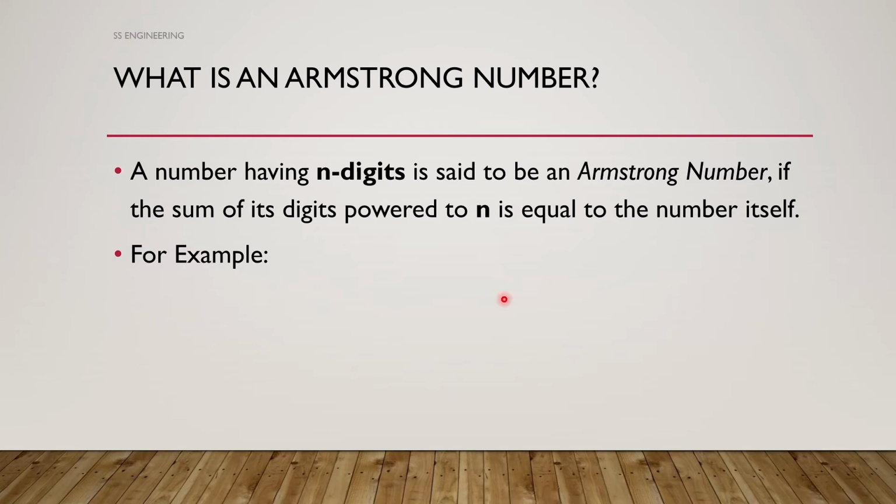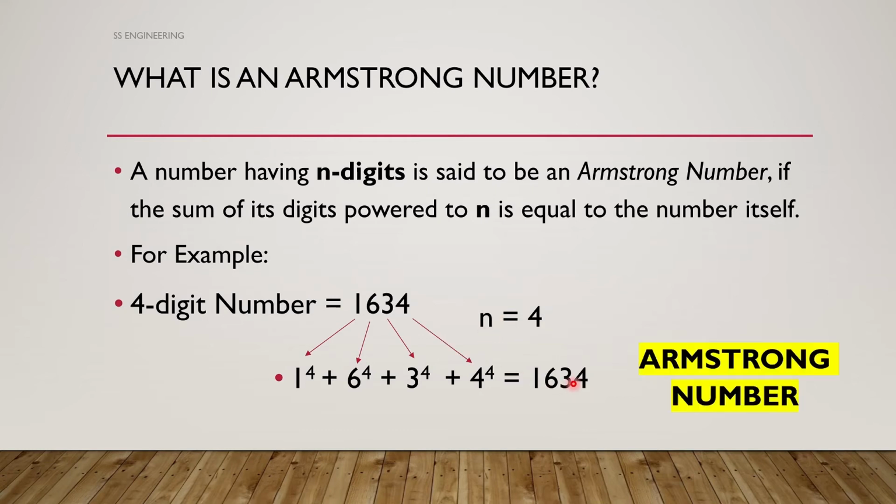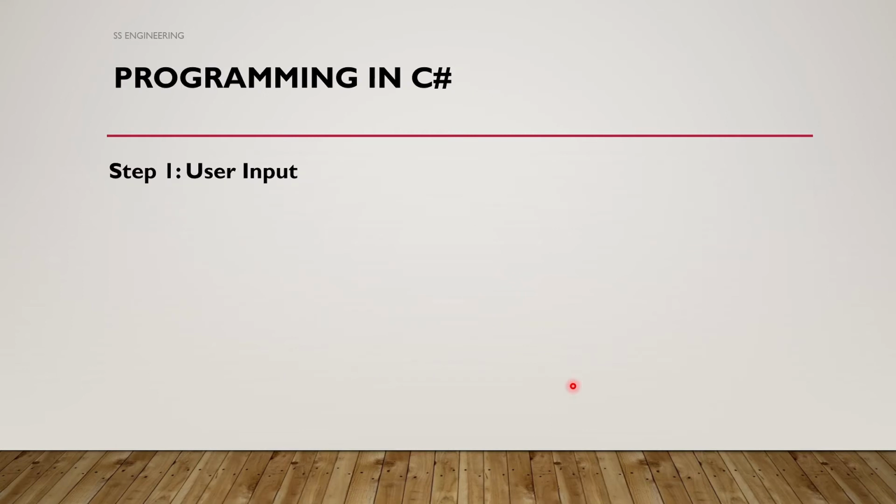Let's look at another example, which is a 4-digit number, 1634. Here n equals 4, so based on the definition, we know if we power each of its digits to 4 and sum them up, we're going to get 1634 if it's an Armstrong number. So here 1 to the power 4 plus 6 to the power 4 plus 3 to the power 4 plus 4 to the power 4 equals 1634, so it's an Armstrong number. So now we know what an Armstrong number is. Let's look at how to program it in C#.